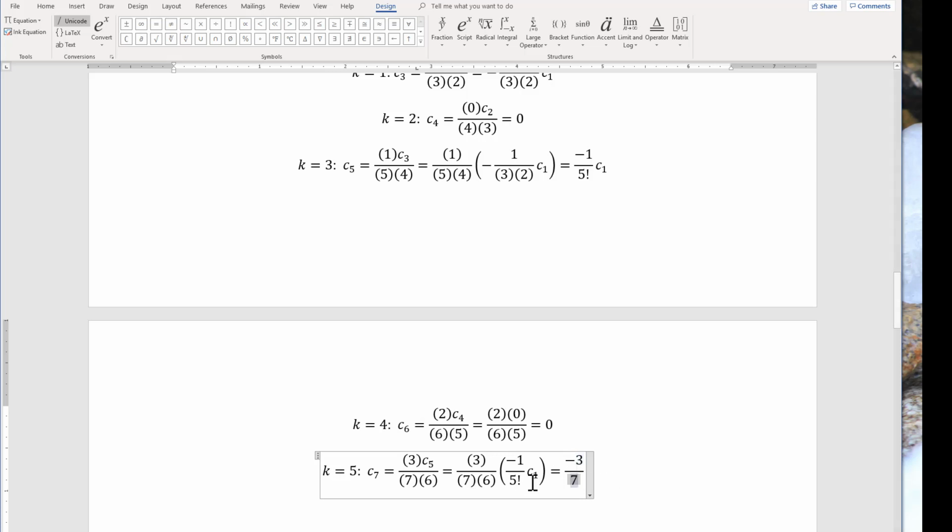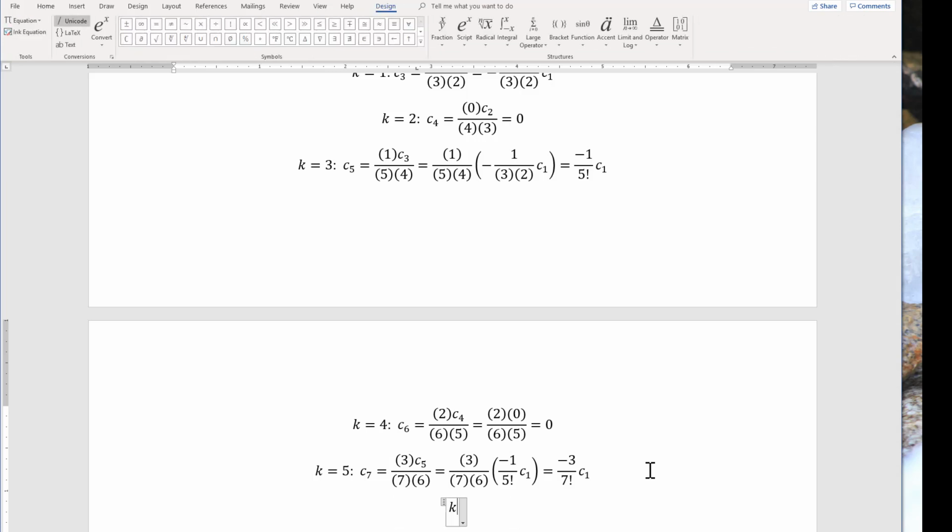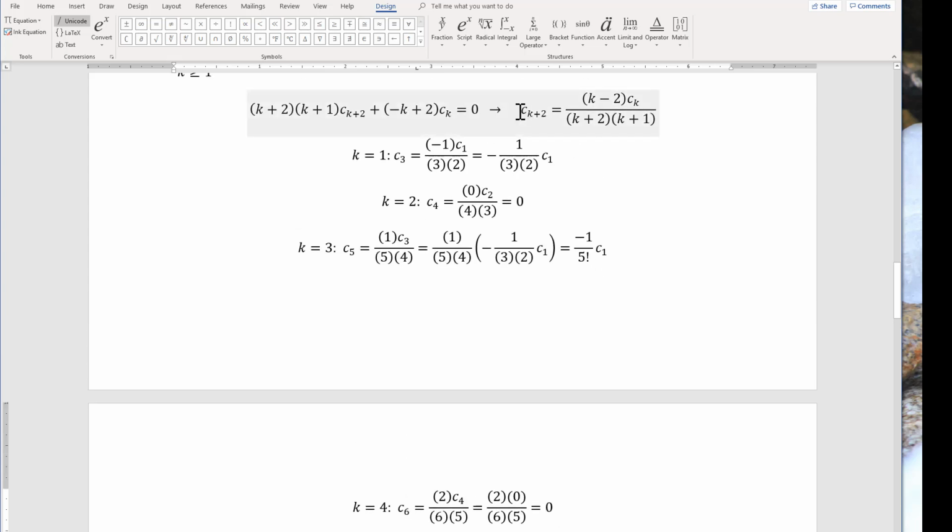And then we have 7 factorial on the bottom, and then C sub 1. So we're seeing this in terms of C sub 1. You can probably guess that k equal to 6 is going to give us a 0.